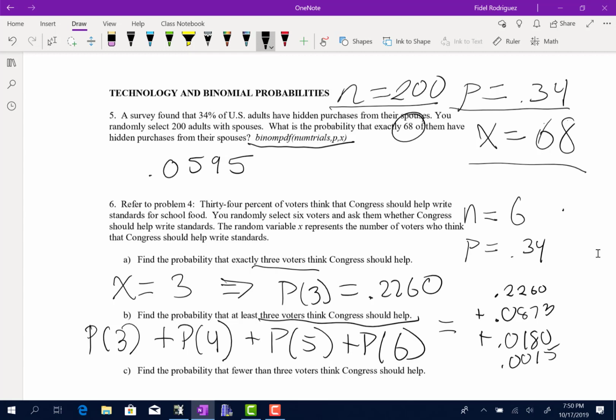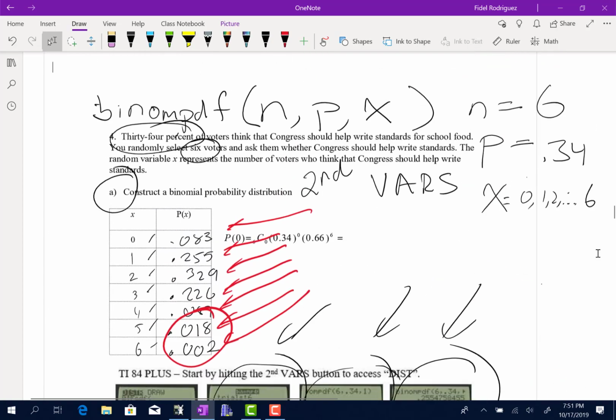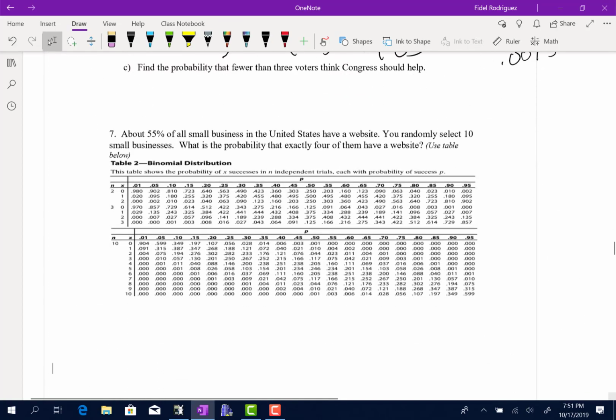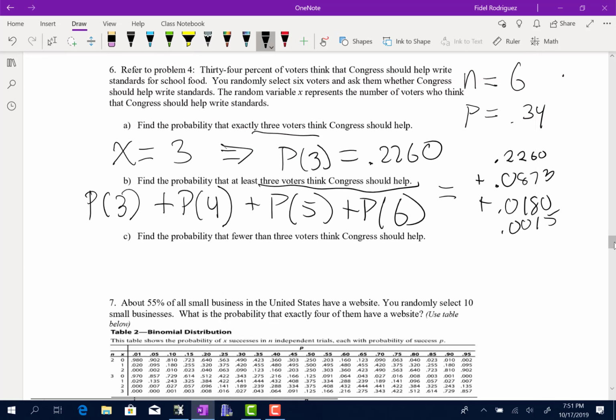Okay, so let's take a look here. So if I add them all up, 0.2260 plus 0.0873 plus 0.0180 plus 0.0015. Are you getting 0.3328? Okay. So when we added them all up, we came up with 0.3328, right?